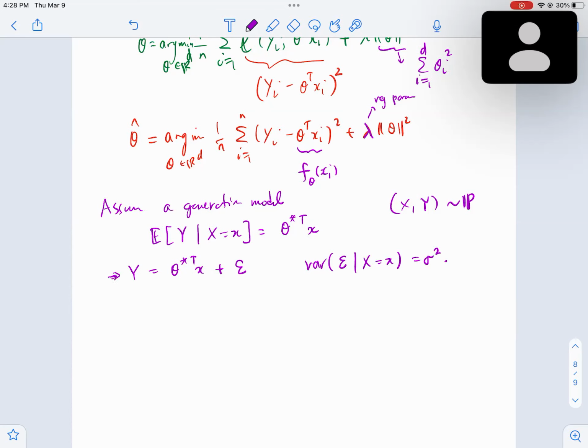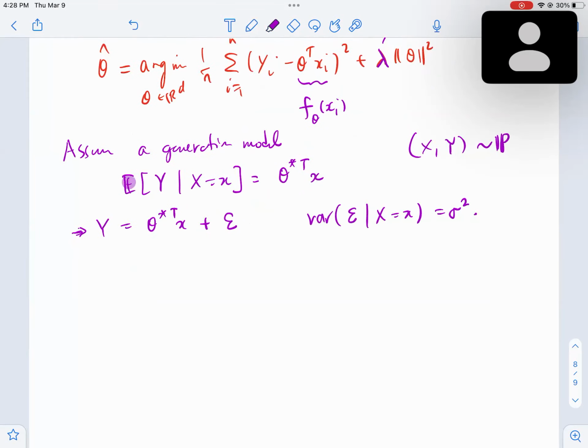So really, if you recall, this is the optimal rule under the quadratic loss. And so we're assuming that the optimal rule is actually linear in the covariates or the features that we have. And then I ask whether I can recover that or not.